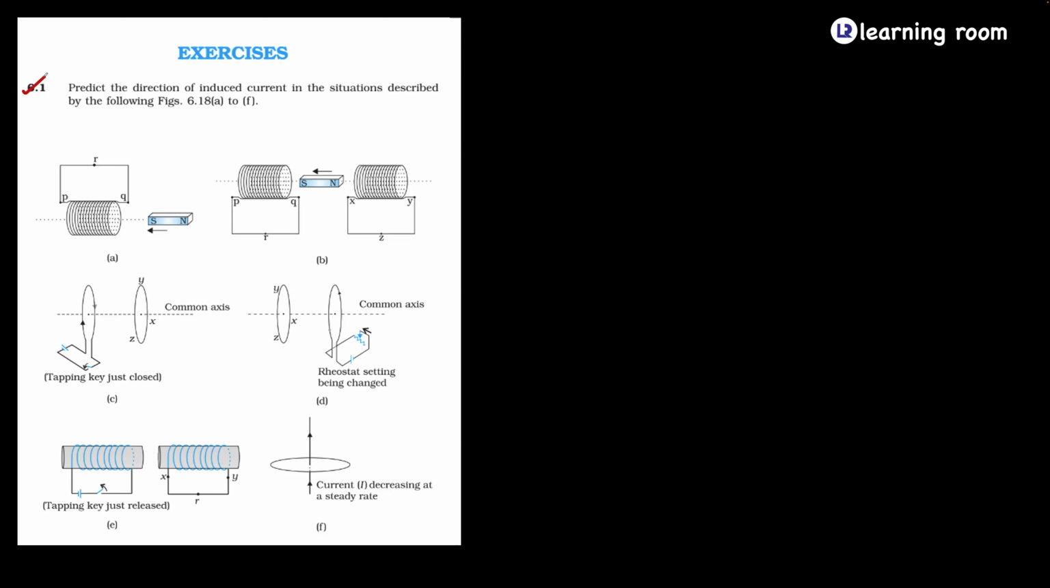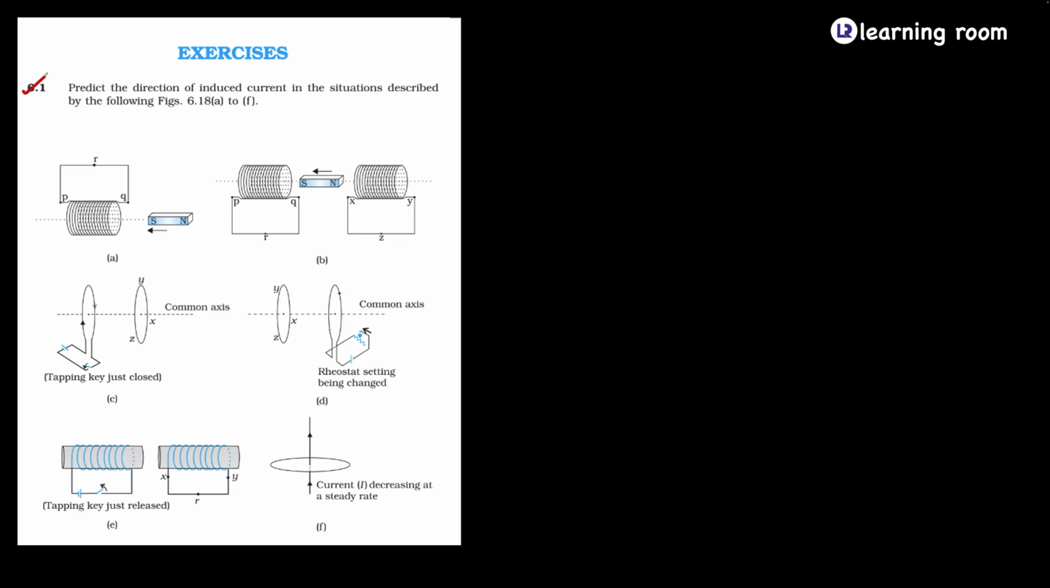So the first problem in this exercise is: predict the direction of induced current in the situations described by the following figures from A to F. There are 6 diagrams. For those 6 cases, we need to find the direction of the induced current. Right? So first look at it.